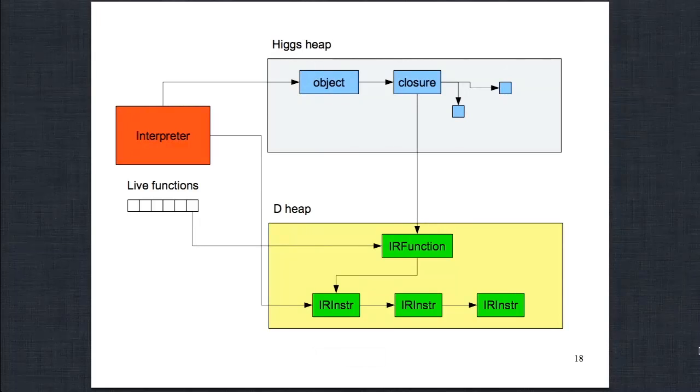So the picture looks something like this. The interpreter might have references to objects inside the Higgs heap, and it might also have references to instructions, for example, inside of the D heap. If I have closures inside of the Higgs heap, they might refer to their implementation function. And so the interpreter has to have a little table of references to functions that are still alive so that those functions don't get collected. And the Higgs garbage collector is going to remove functions from that table when they're unreachable, basically.